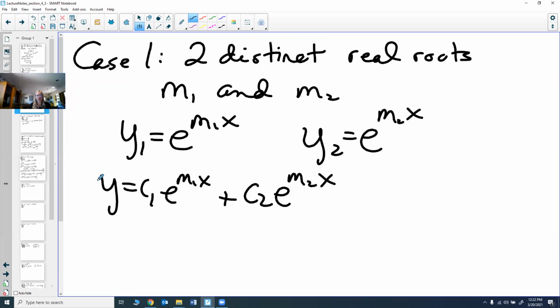And therefore, my function is y equals c1 e to the m1x plus c2 e to the m2x. And that's it. That's my solution to that differential equation if we have two distinct real roots. If you have two distinct real roots, the solution is really easy. You just solve that auxiliary equation and come over to your solution here.